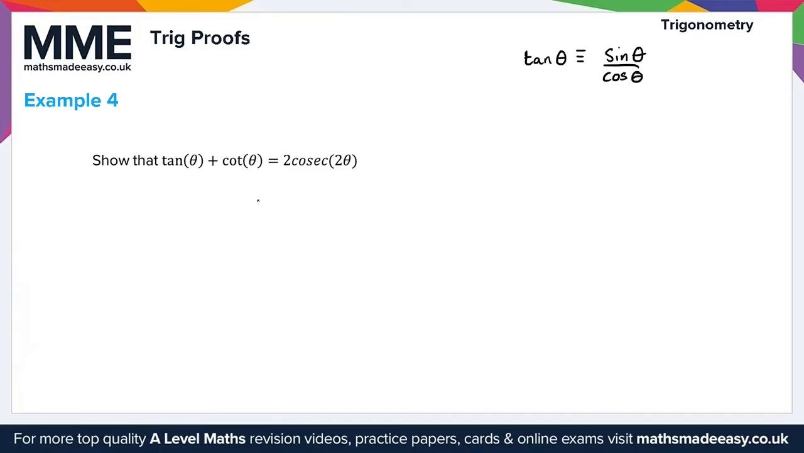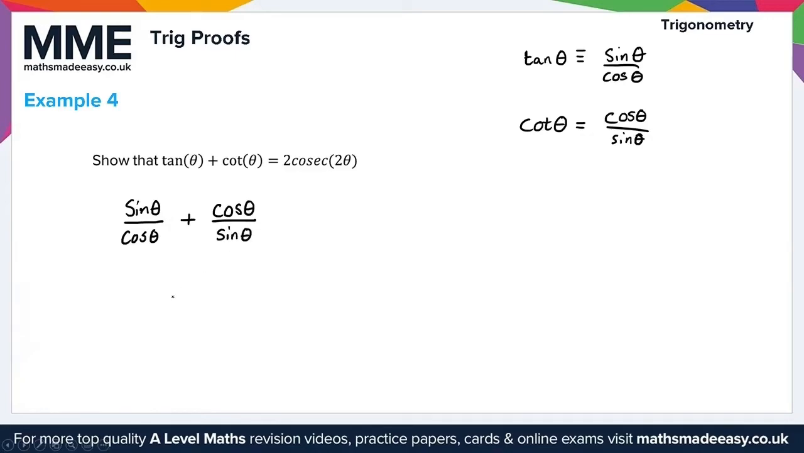And cot theta is simply the reciprocal of tan theta, so in that case cot theta here will simply give us the reciprocal of sine theta over cos theta, which is simply cos theta over sine theta. So in that case now, if we just rewrite our left hand side using these two expressions, we obtain sine theta over cos theta, and then plus cot theta, which is cos theta over sine theta.